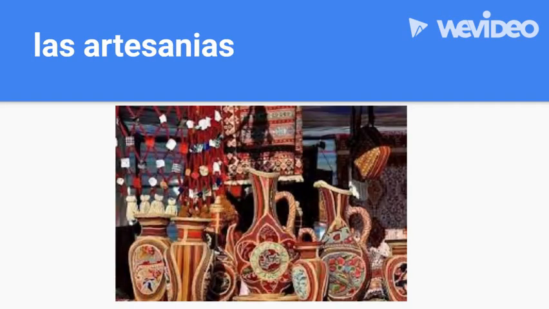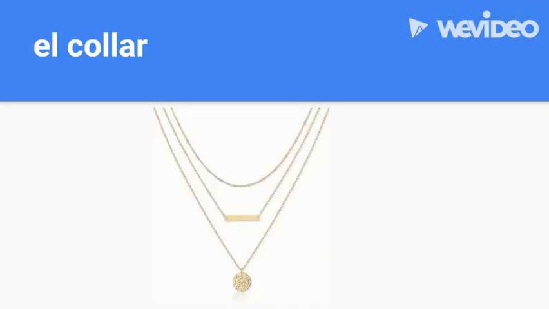Las artesanías. Las artesanías are handicrafts or handmade goods. El collar. El collar is a necklace. It does kind of look like the word collar, but a collar would go around the neck, so it's kind of the same thing.